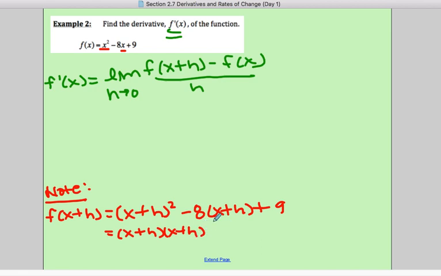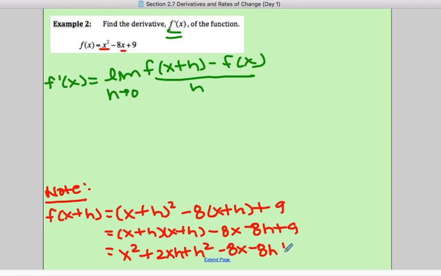And this one you guys are going to get really good with just saying what the final answer is, so you don't need to write this piece if you don't want to. But then I would have minus 8x minus 8h plus 9. And I'm going to FOIL this out here. If I FOIL it, I have x squared plus 2xh plus h squared. Then I got minus 8x minus 8h plus 9. And I just look if there's anything I can combine, my like terms. Doesn't look like it, so should be good.